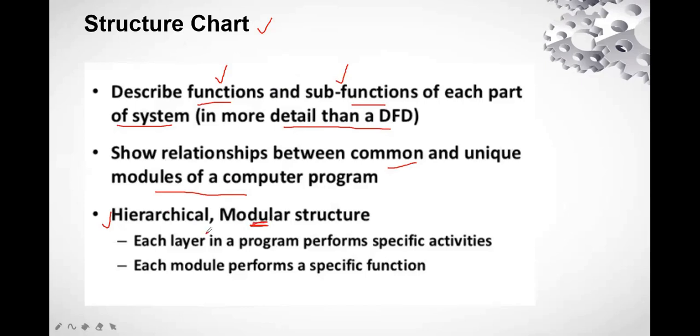In this, we have each layer. When we talk about hierarchy, it means we are going to have layers, right? This is like the complete system divided into modules, and these modules further divided into sub-modules this way, right? So this forms the hierarchical structure. Now, in this hierarchical structure, we have layers. Like here, we have 1, 2, and 3 layers. All these layers in a program are specifying the activities. What activities are they going to perform?